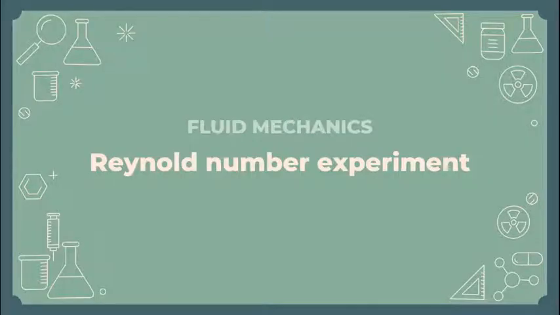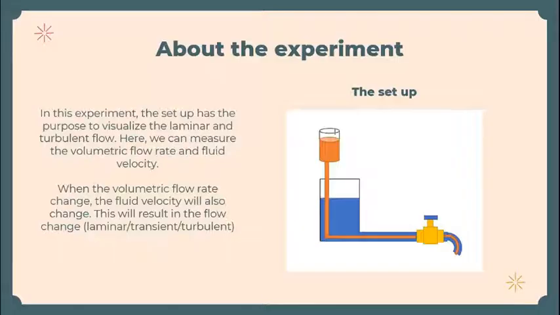Okay, then let us move on to my last experiment for the fluid mechanics setup. It is the Reynolds number experiment about laminar and turbulent flow. So, in this experiment, the setup has the purpose to visualize the laminar and turbulent flow. Here we can measure the volumetric flow rate and fluid velocity. When the volumetric flow rate changes, the fluid velocity will also change. The change in fluid velocity can make the flow pattern change also.